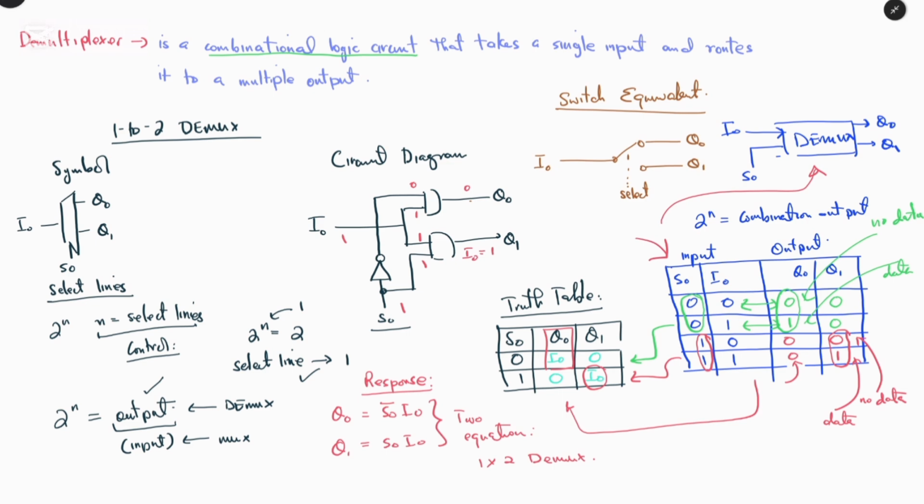And this is the simplified explanation that covers the symbol, the circuit diagram, the truth table, and the equation for the 1 to 2 demultiplexer. By understanding this, we can continue to look at 1 to 4, 1 to 8, 1 to 16, and all of these can be derived using this equation, where for the demultiplexer we have 2 to the power n, which represents the number of outputs that the input can pass through.